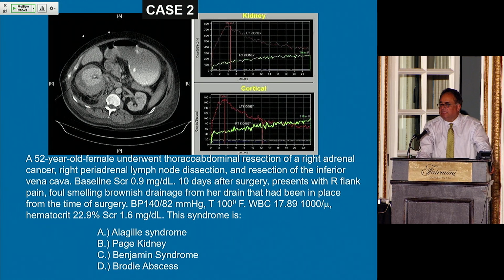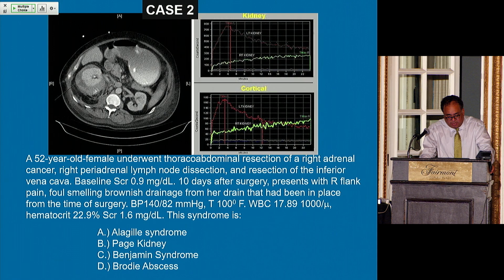Oftentimes, the way I look at these things is you have to think about where the clinical symptoms are coming from. In this case, it was a resection of the right adrenal, of a right adrenal cancer, right periadrenal lymph node dissection, and resection of the inferior vena cava. She was doing fine from a kidney perspective before that. And then you look at the CT, this is the right, this is the left.